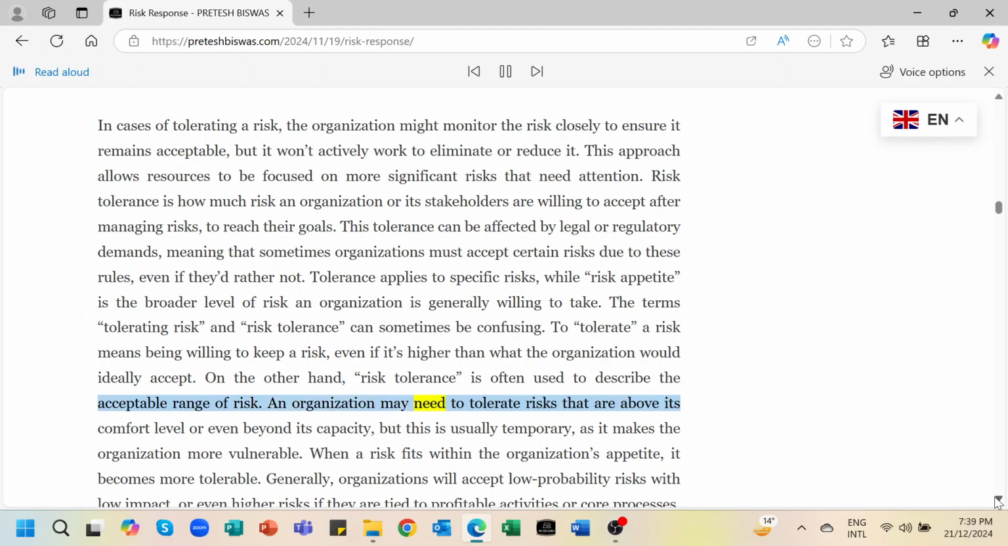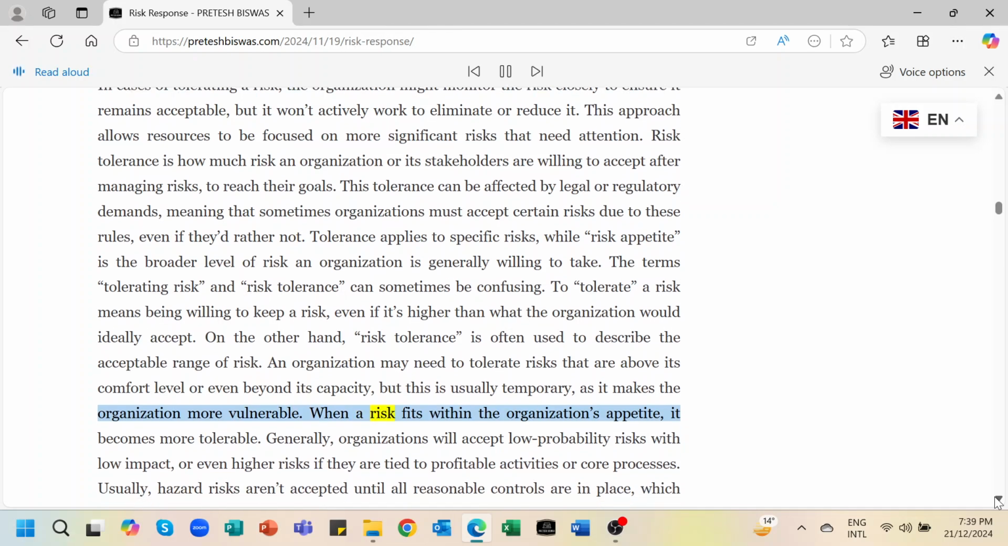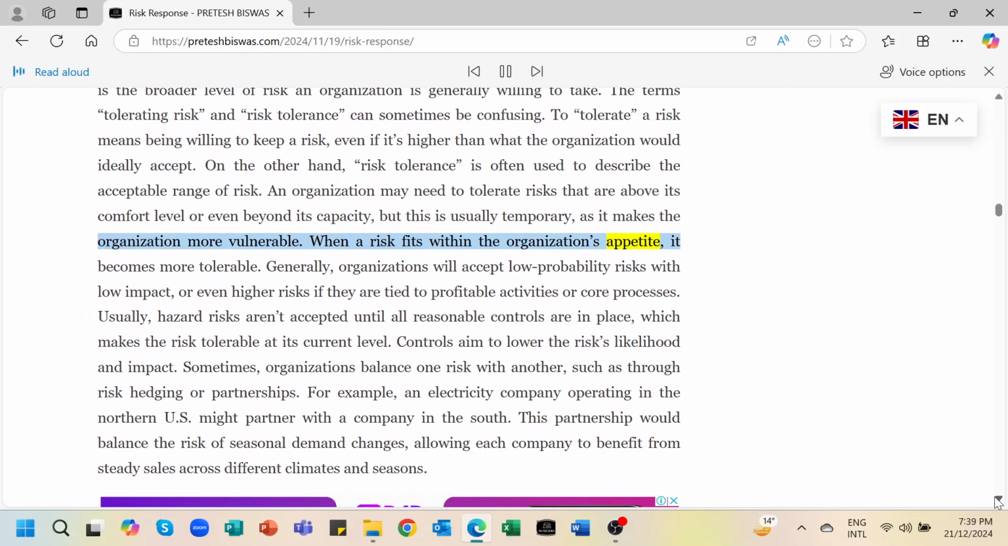An organization may need to tolerate risks that are above its comfort level or even beyond its capacity, but this is usually temporary, as it makes the organization more vulnerable. When a risk fits within the organization's appetite, it becomes more tolerable. Generally, organizations will accept low-probability risks with low impact, or even higher risks if they are tied to profitable activities or core processes. Usually, hazard risks aren't accepted until all reasonable controls are in place, which makes the risk tolerable at its current level. Controls aim to lower the risk's likelihood and impact.